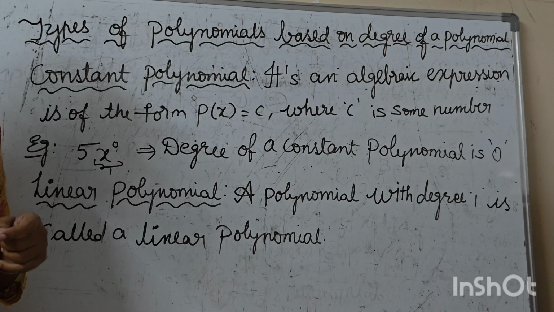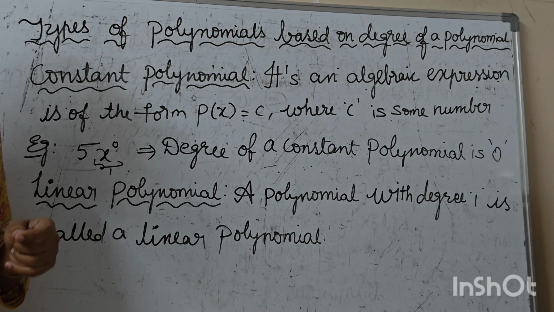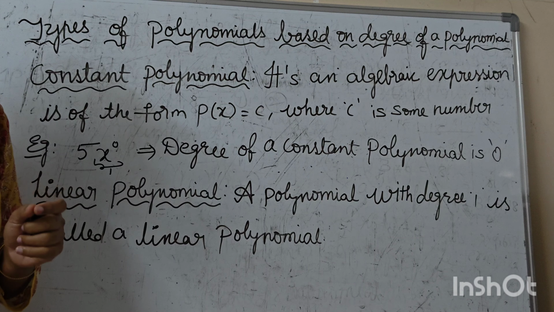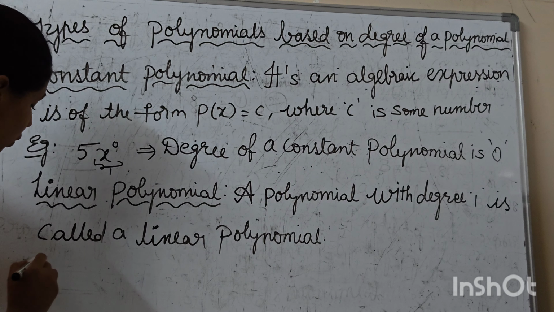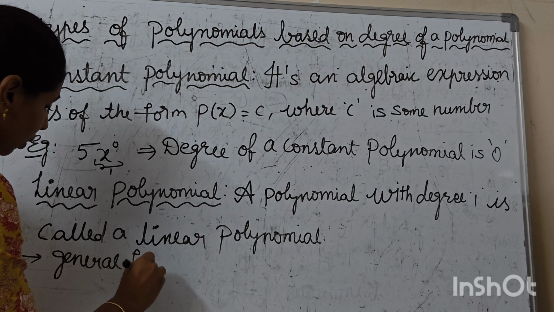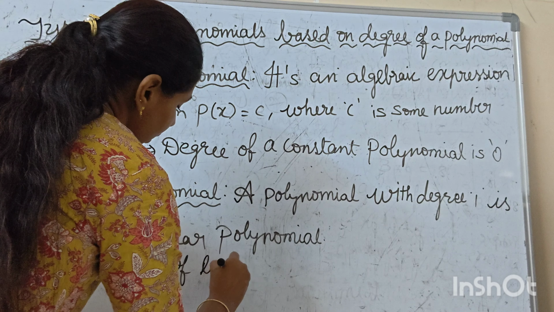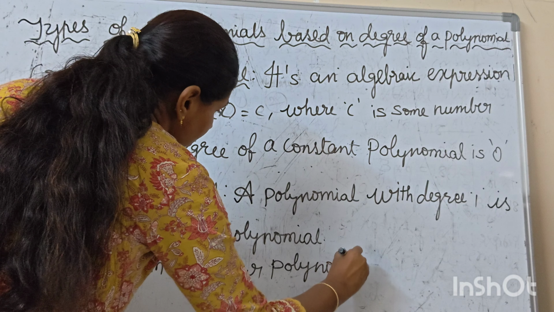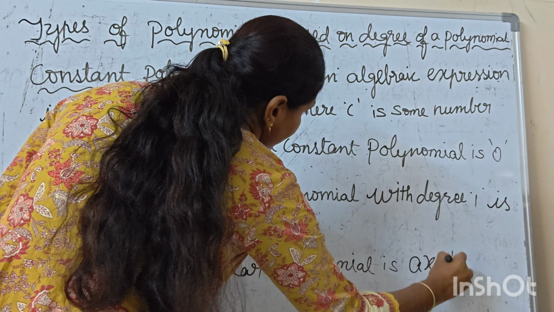Now, next one is the linear polynomial. What does linear polynomial mean? A polynomial with degree 1 we call a linear polynomial. Degree 1 means the highest power should be 1. Then only we can call it a linear polynomial. The general form of a linear polynomial is ax plus b.